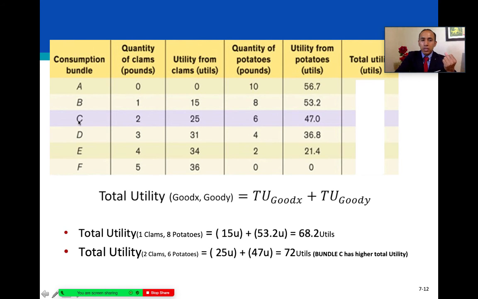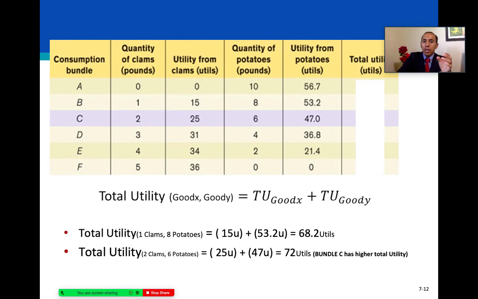And then we have bundle C, which is highlighted blue. Bundle C is 2 clams at 25 utils, and then we have 6 potatoes at 47 utils. 25 utils plus 47 utils gives you 72 utils. So bundle C, highlighted blue, provides the highest total utility for the combination of those two goods, clams and potatoes together, given this example.